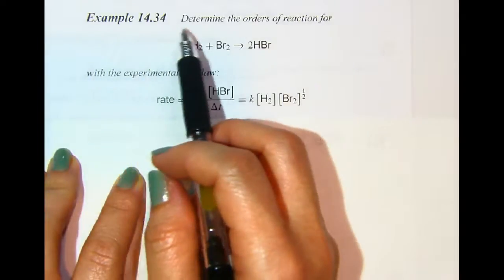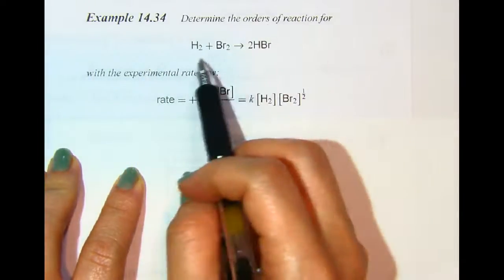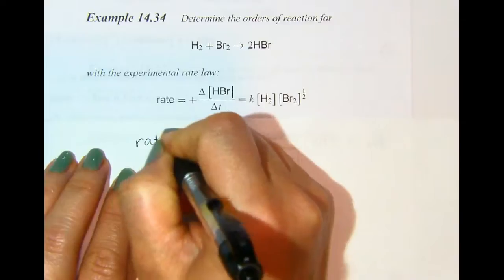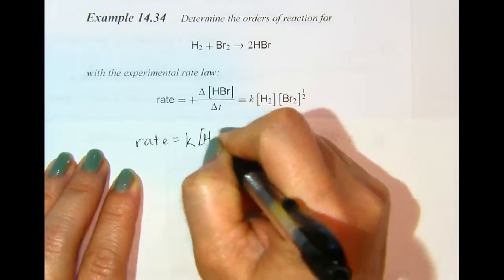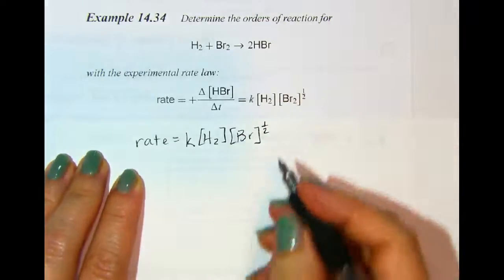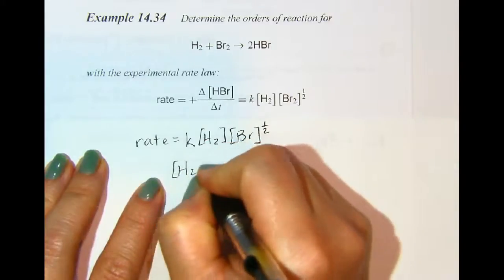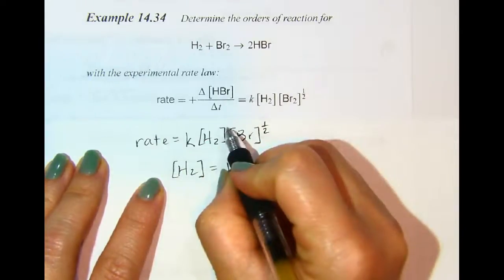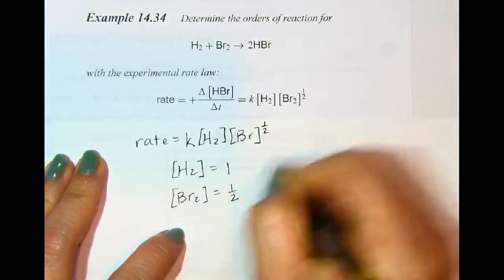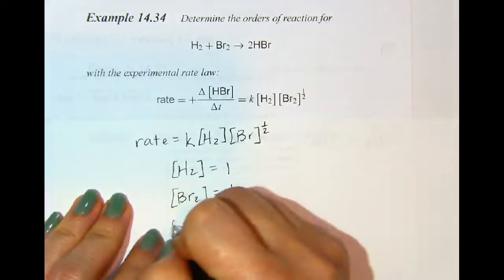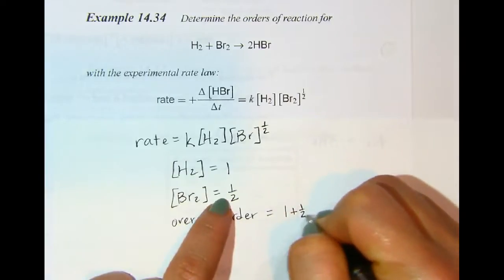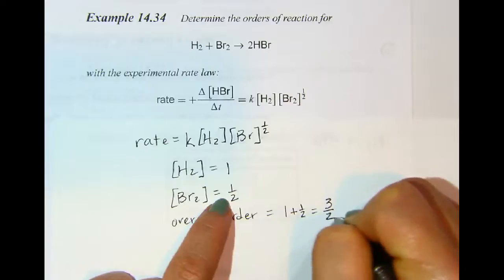Example 14.34, determine the orders of reaction for this equation with this experimental rate law. So rate is equal to the rate constant times hydrogen and bromine to the 1/2. And so the order for hydrogen is equal to 1, it's raised to the first order, and the order for bromine is equal to 1/2 based on the exponent, and then the overall order is going to be the sum of these two values, 1 plus 1/2, which is equal to 3/2.